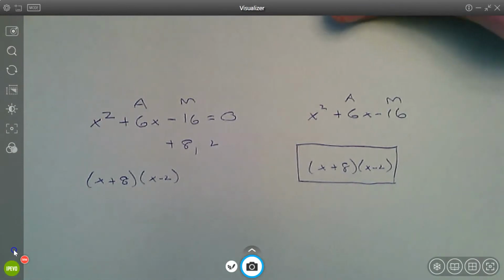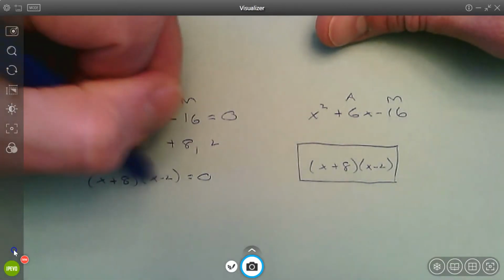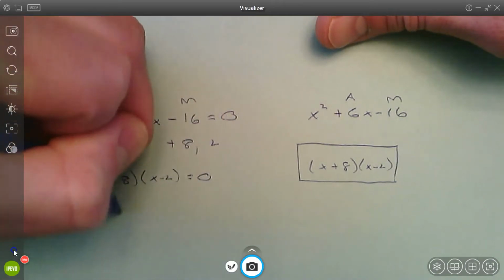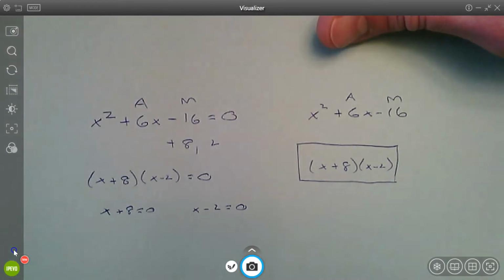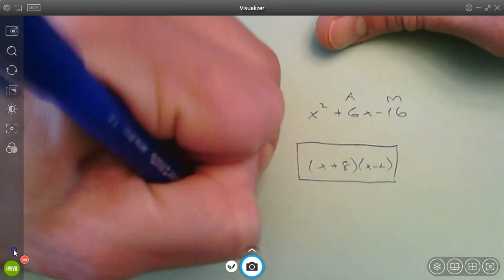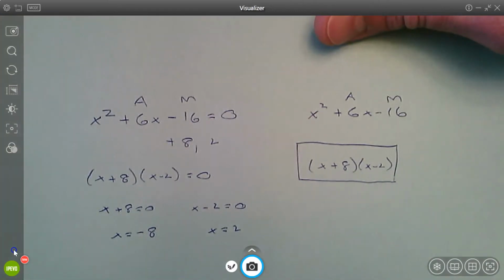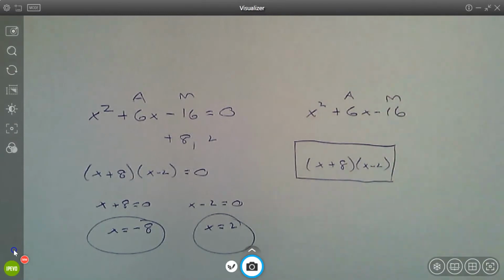This would be my answer if I was just factoring. If I was solving, however, this would be equal to 0. And then I'd use something called the zero product property, which we're going to learn about today. That means if I'm multiplying two things and I get 0, either one or the other has to equal 0, or both. So here I would subtract 8 from each side. Here I would add 2 to each side. And I'd get that x can equal negative 8 or x can equal positive 2.